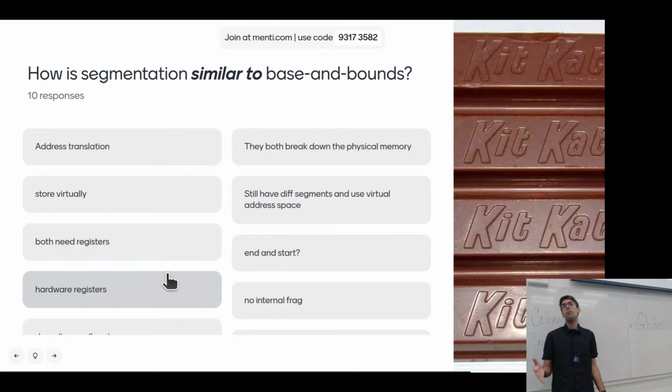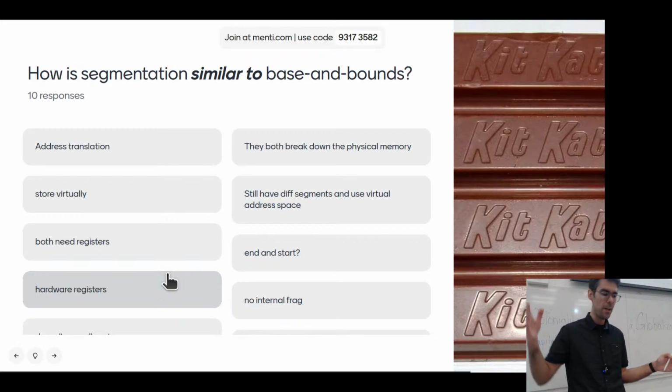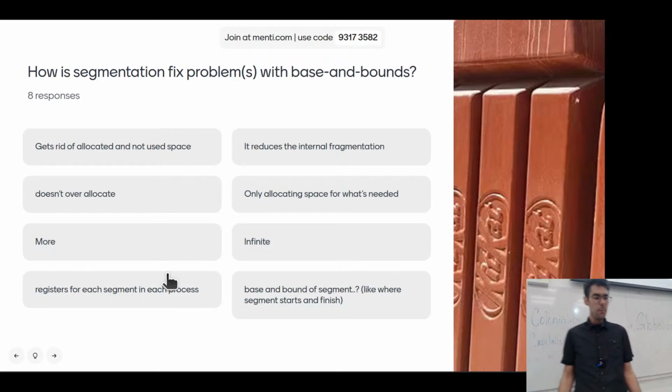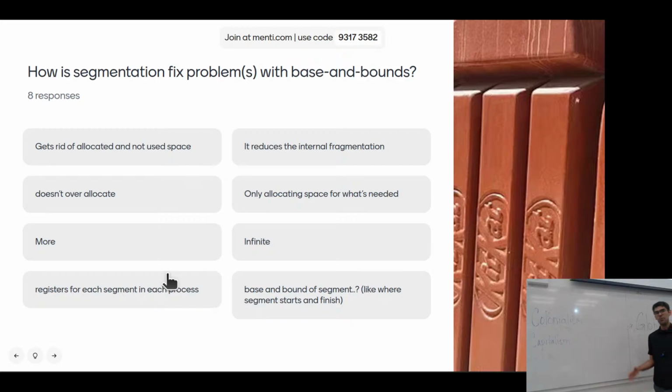Okay, awesome, yes. All right, so the big things that we've got here is that segmentation is similar to base and bounds. We're doing partitioning in both cases. The partitions that we're talking about in base and bounds are of our physical memory, and the partitions that we're talking about with segmentation are our virtual address spaces.